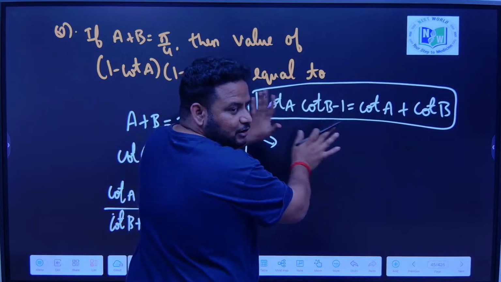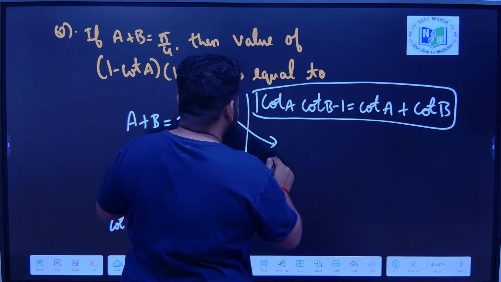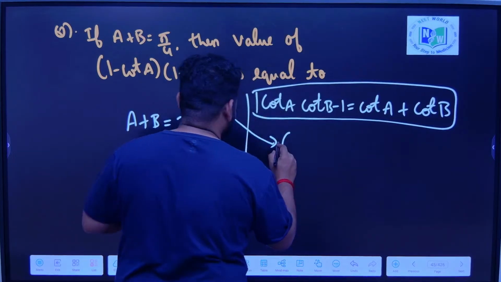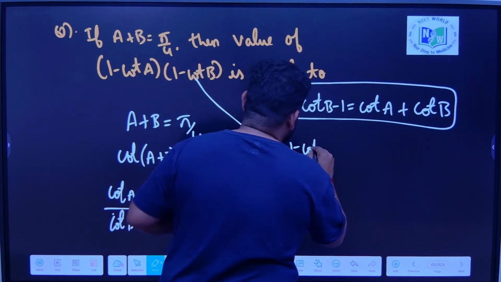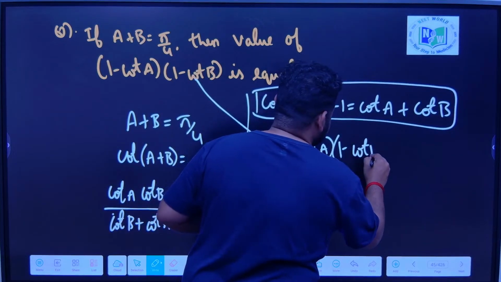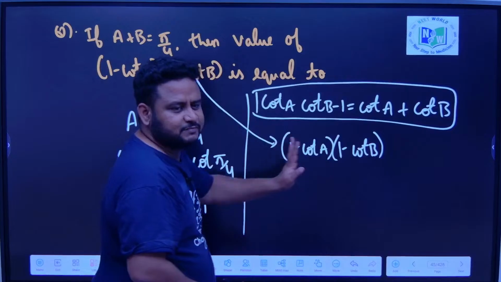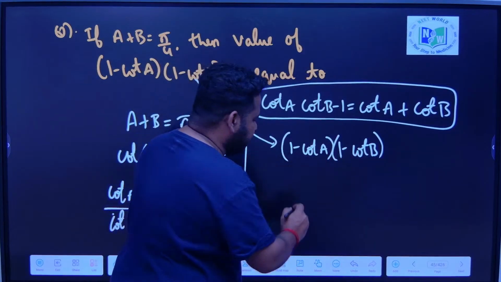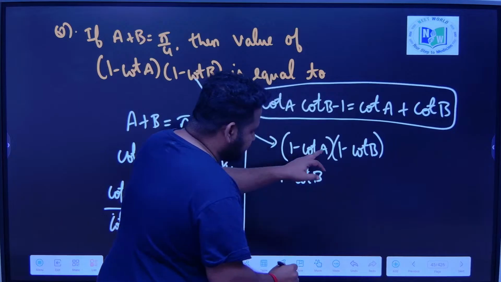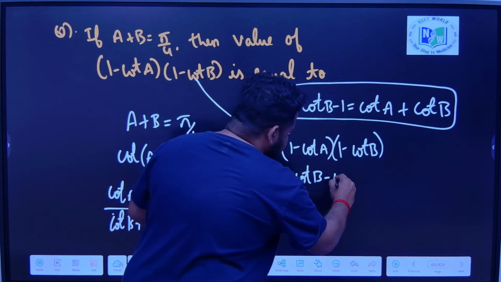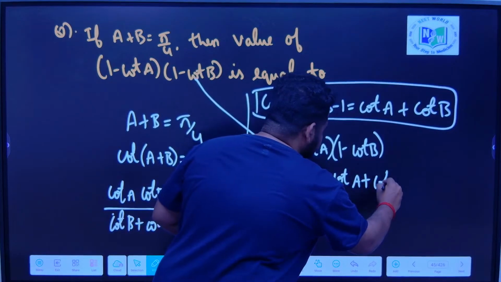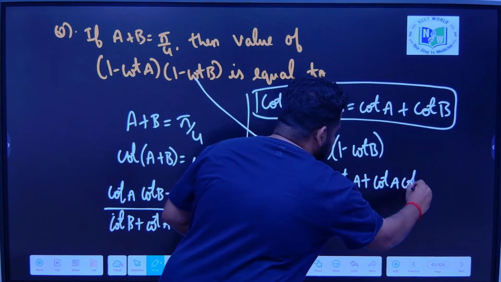Let him wait. Now let us take the question that they have given. So let him or let her wait. Okay, we should be gender neutral. Fine. 1 minus cot A into 1 minus cot B. This is what they have given. So first what I should do? Just multiply. 1 into this is 1 minus cot B, minus cot A into 1 is minus cot A. Minus into minus is plus. Good. So this cot A cot B.